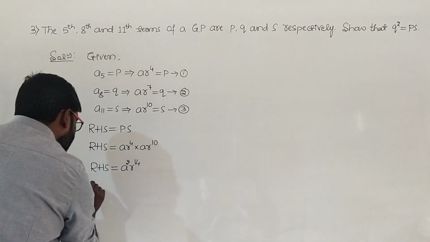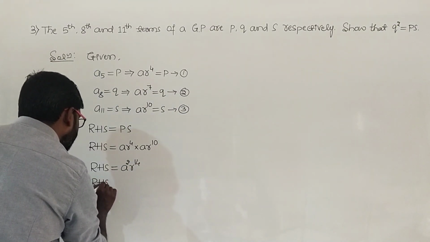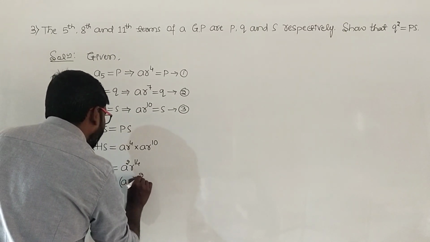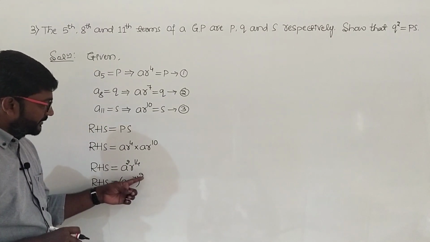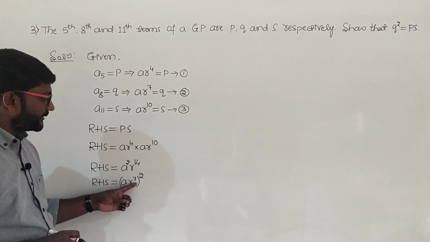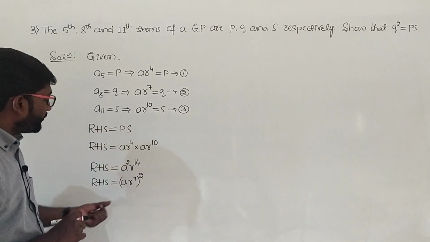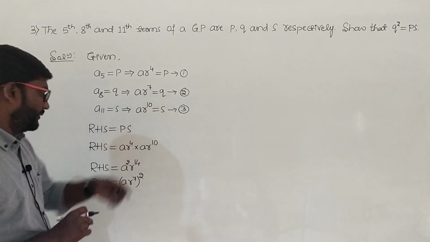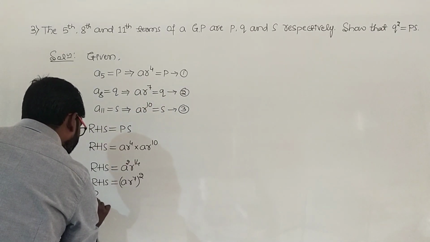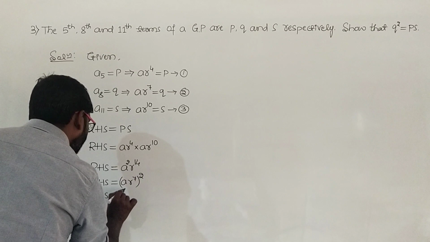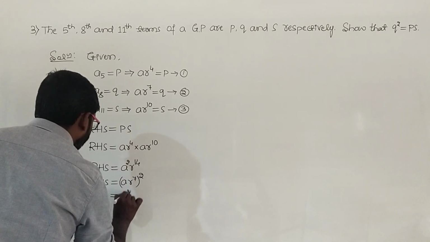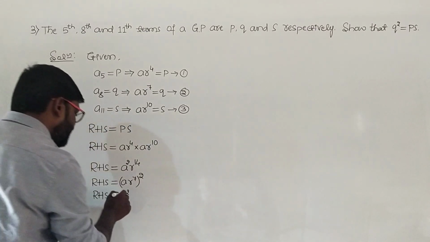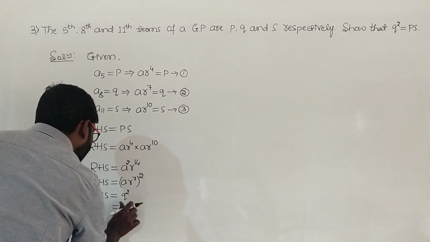So now this can be written as right hand side is equal to A into r raised to 7, the whole square. Here the square applies to the first term as well as to the second term. What is A into r raised to 7? A into r raised to 7 is nothing but Q. So here right hand side is equal to Q square. So overall we have proved Q square equal to PS, or PS equal to Q square. This is the required LHS.